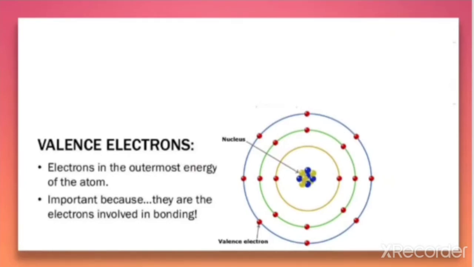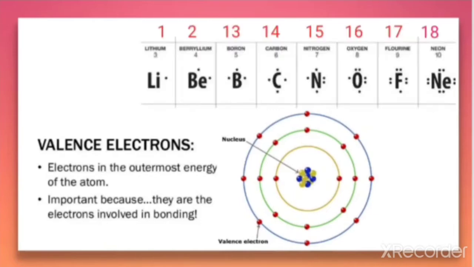Let us consider elements of the second period in the modern periodic table, that is lithium, beryllium, boron, carbon, nitrogen, oxygen, fluorine and neon. Here the outermost shell I have represented in terms of dots. So lithium has a single dot. It represents that it has only one valence electron. Beryllium has two dots, two valence electrons. Boron, three valence electrons. Carbon 4, nitrogen 5, oxygen 6, fluorine 7 and neon 8.